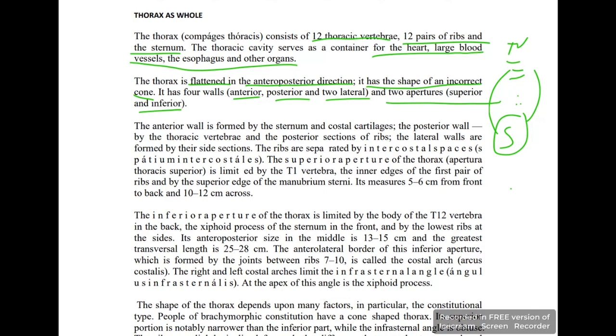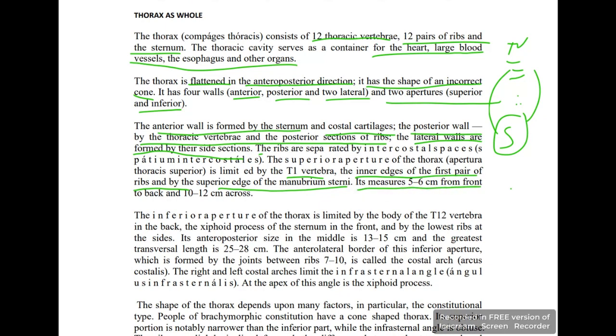The anterior wall is formed by the sternum and costal cartilage. The posterior wall is formed by the thoracic vertebrae and the posterior section of the ribs. And the lateral walls are formed by their side sections. The ribs are separated by intercostal spaces. The superior aperture of the thorax is limited by the T1 vertebra, the inner edge of the first pair of ribs, and the superior edge of the manubrium sterni. I have explained this completely, so here I have kept it very short.